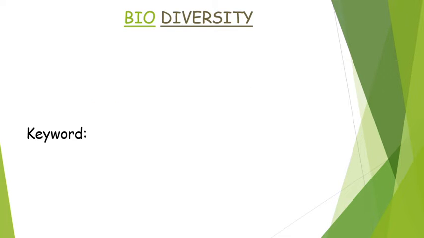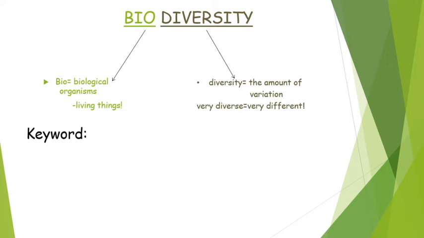So, bio. Anything with bio in means living. Bio, biological organisms, living things. Diversity, the amount of variation. So if you are very biodiverse, that would imply there's a lot of variation between living things. If you're not very biodiverse, it implies, well, maybe you've got a farm and all they're growing is wheat, something we call a monoculture.